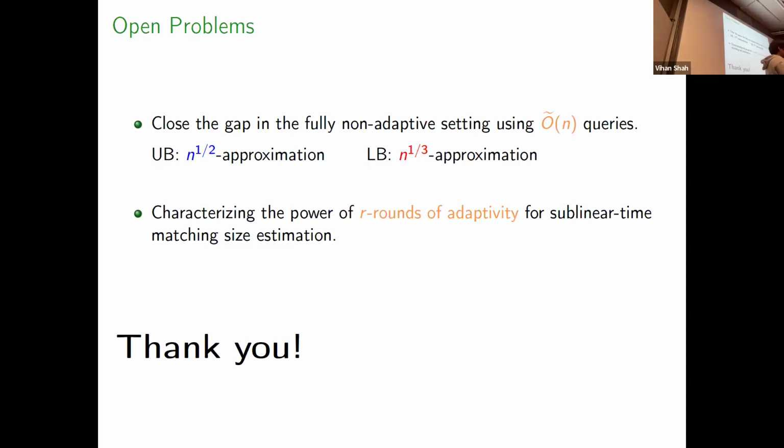It's like some kind of range. Do you have any idea what curve you're expecting for the approximation and the delta? Yeah, good question.